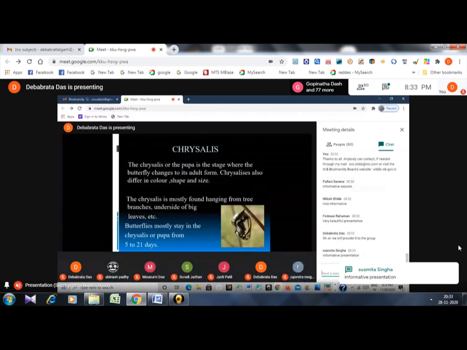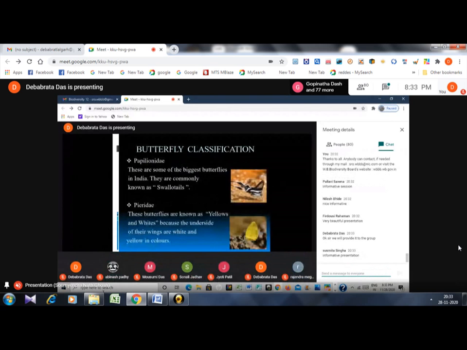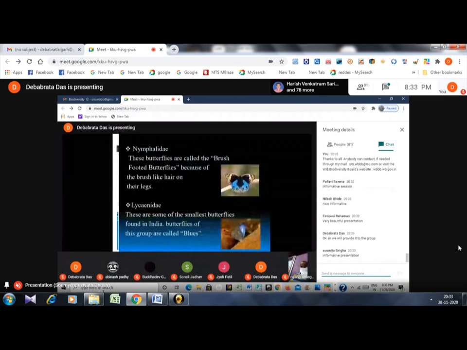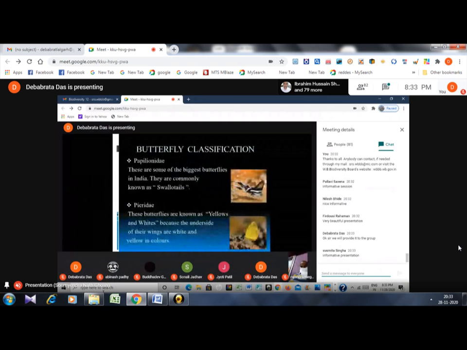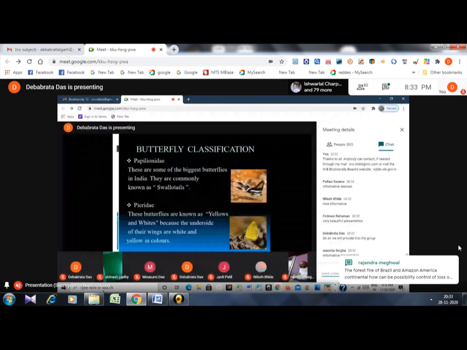So now we come to butterfly classification. Butterflies are classified into 5 families: Papilionidae, Pieridae, Nymphalidae, Hesperiidae, and Lycaenidae. Papilionidae are the biggest butterflies in India. They are commonly known as swallowtails. Why swallowtails? Because these butterflies have a long tail-like ending on their hind wings.